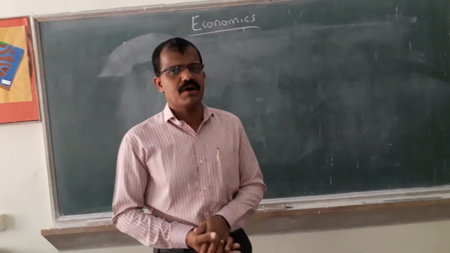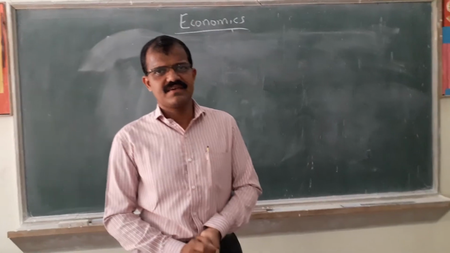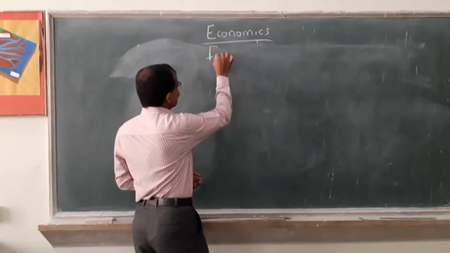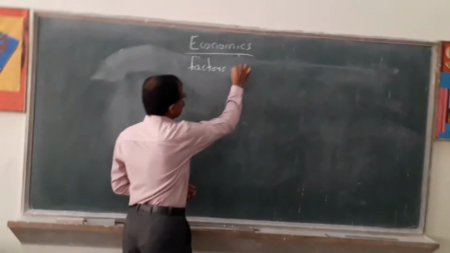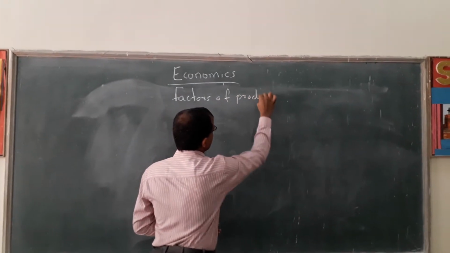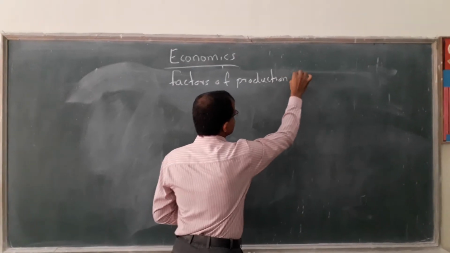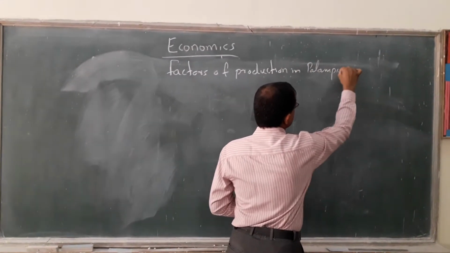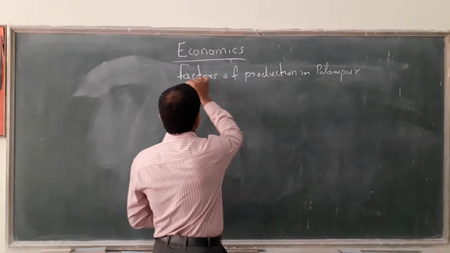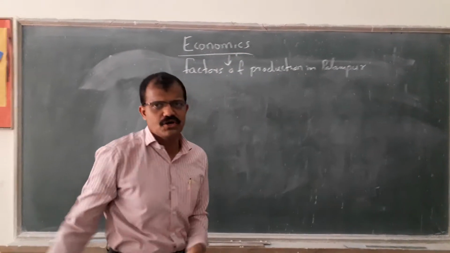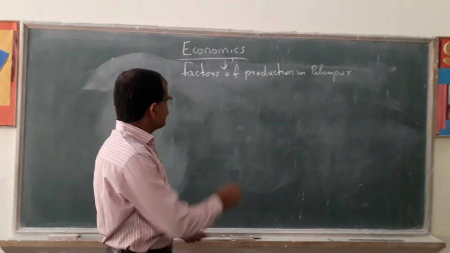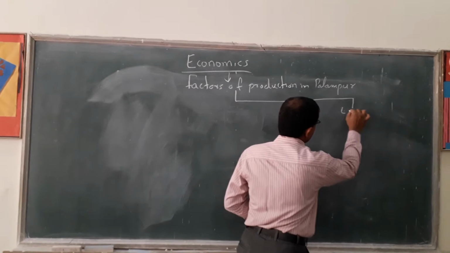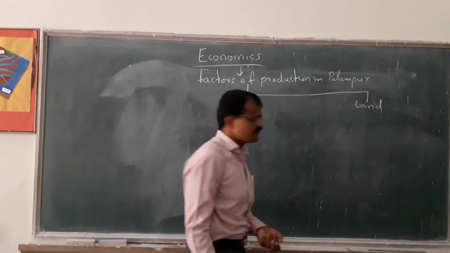Today, we are going to discuss how the factors of production are arranged in the village of Palampur. We see that the main factors of production, the first one is land. Land is the main factor of production.